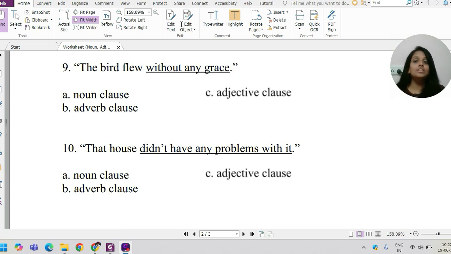The first one is you have to identify the function. Before labeling a class, you have to ask yourself, is it acting like a noun, an adjective, or an adverb? Because this will help you avoid confusion between similar looking clauses. And the second one is you have to use proper punctuation, especially with adjective clauses. Use commas for non essential clauses and skip them for essential ones.